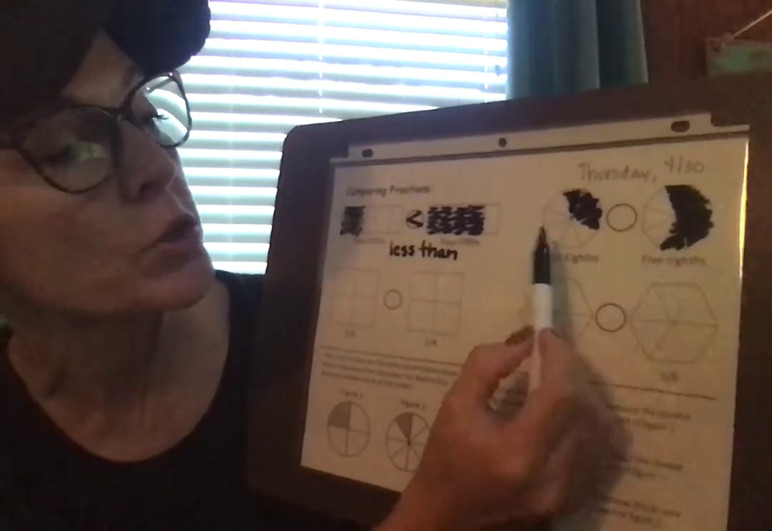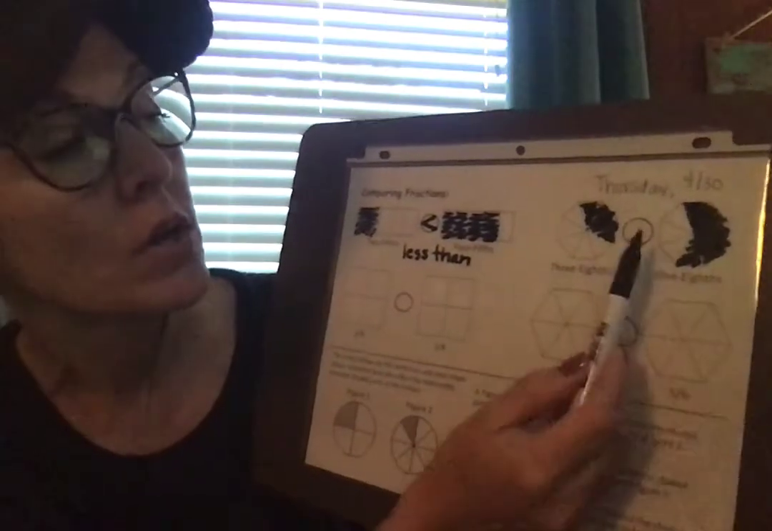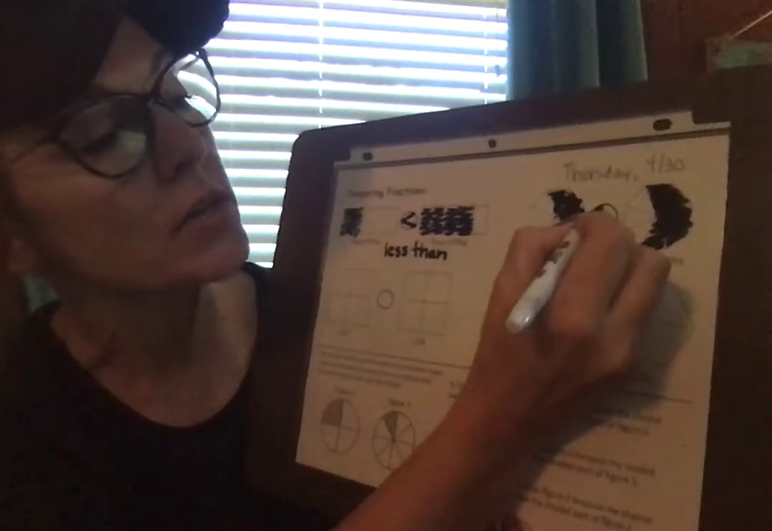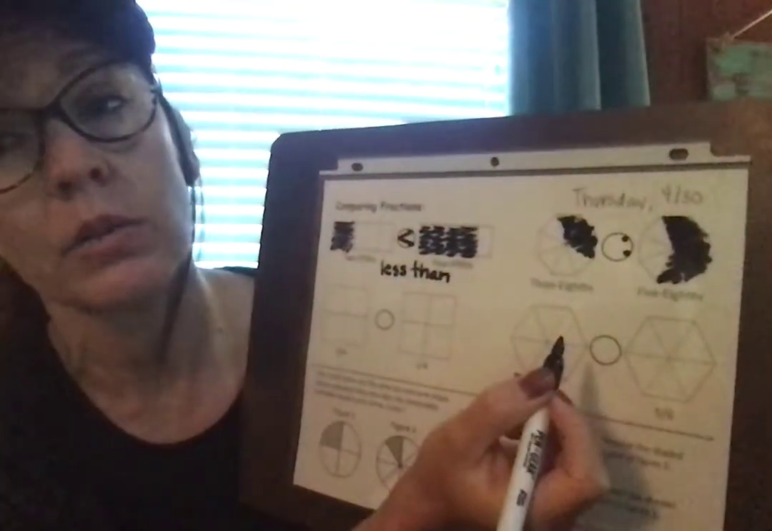I need to determine which one has the greater value by figuring out which one has more shaded. Well, this one has more shaded, so again, I'm going to put 2 dots by the one that has more shaded, has the greater value.